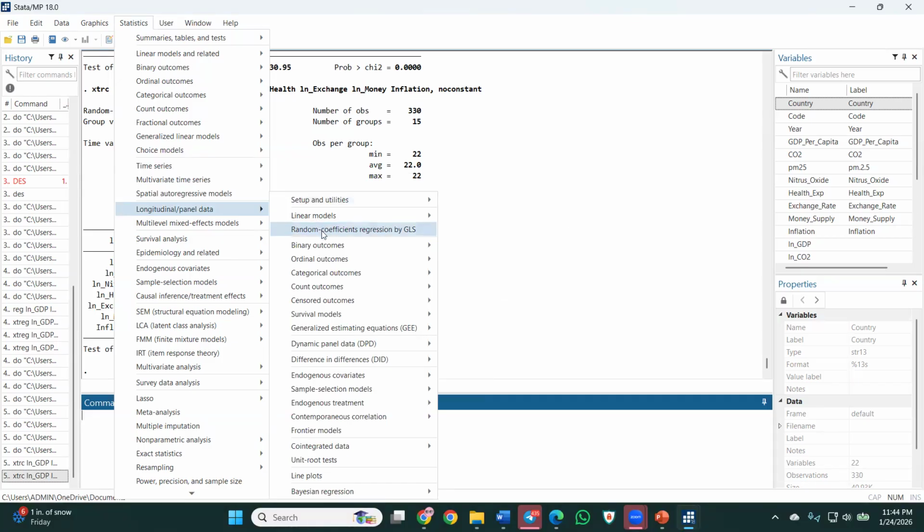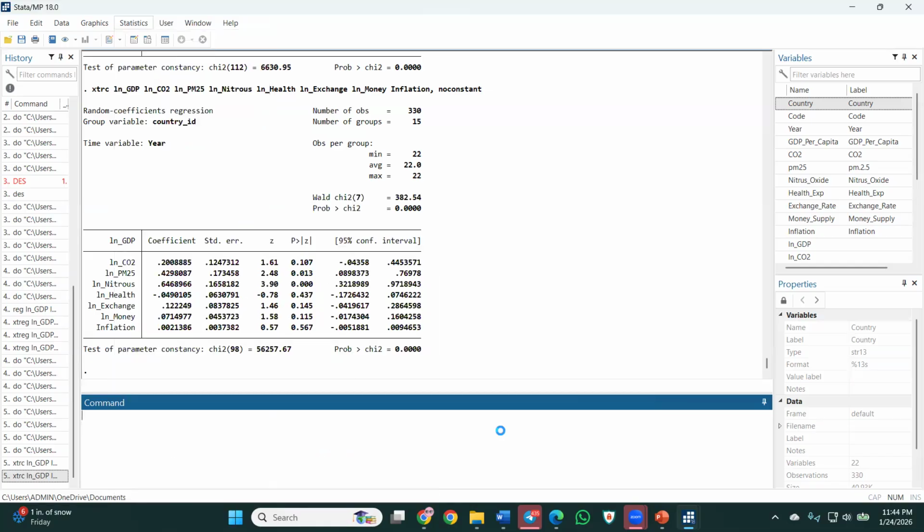Linear models, random, binary, GEE models, frontier model, GL. Okay, so this is the panel corrected error, the one we just ran. I think it's here. So if you don't want to use the code, then you can come here and use it. Let me run it and see.